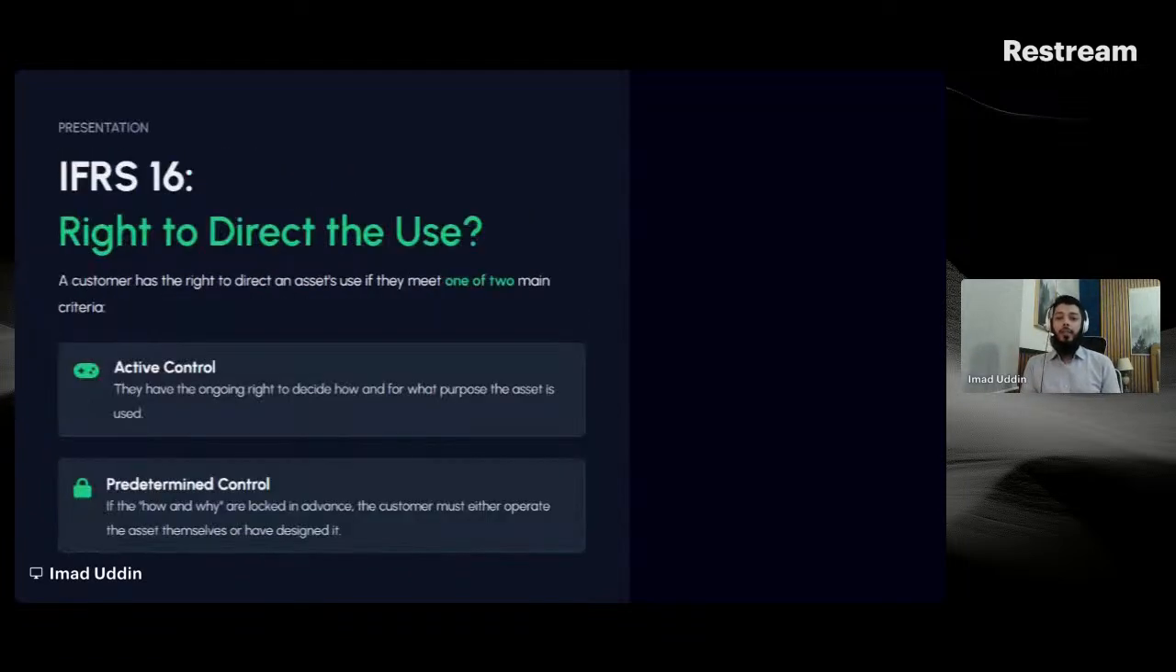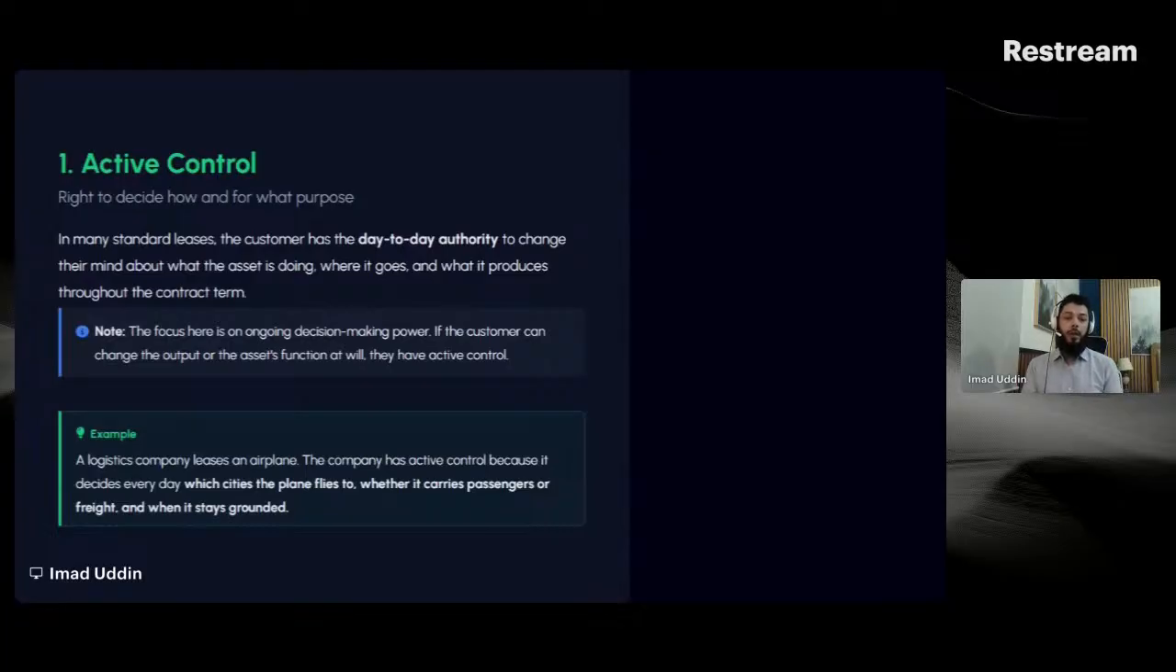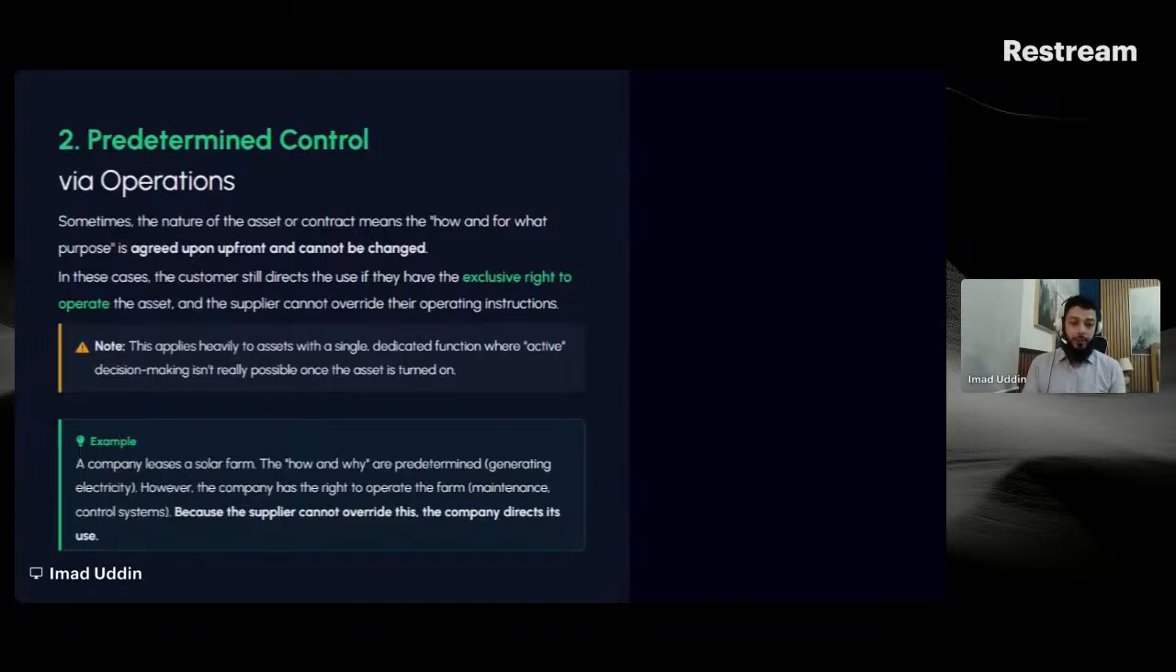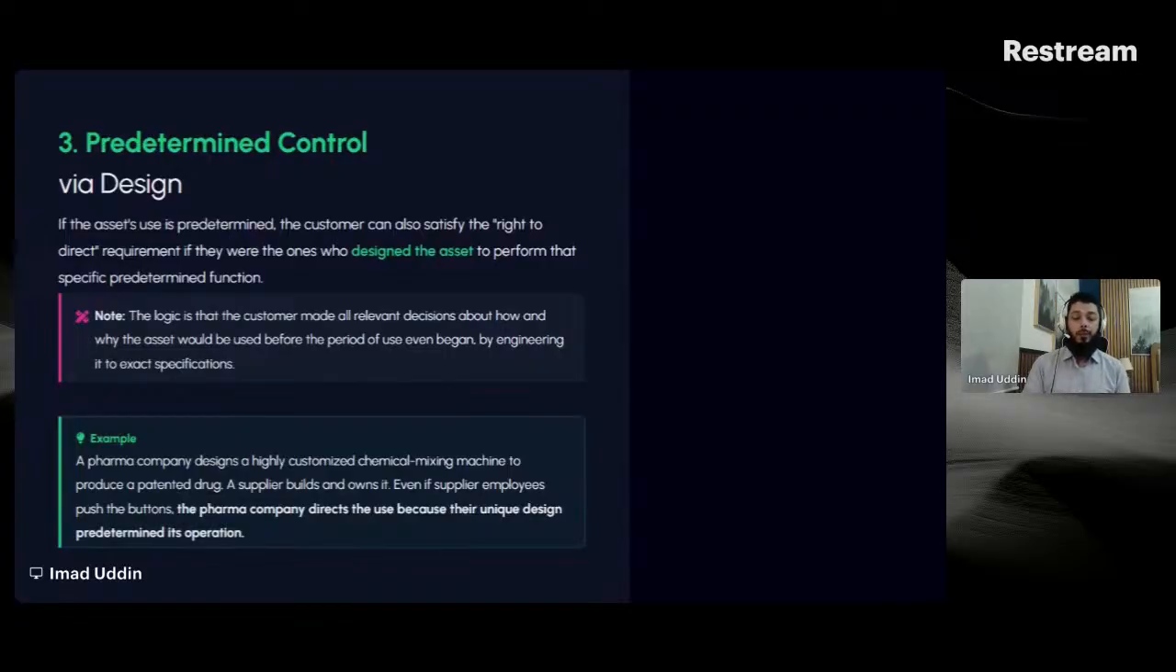So what we have talked about is there could be an active control, which is controlled by using that asset actively. There could be a predetermined control via operations, which means the purpose of the asset could have been determined by the contract, and the lessee might be operating that asset the way he wants. And there could also be a predetermined control via design, which means the lessee went a step back and decided how the asset would be designed based on how the lessee wants to use it. And so that could also be a way of having right to control over the leased assets.